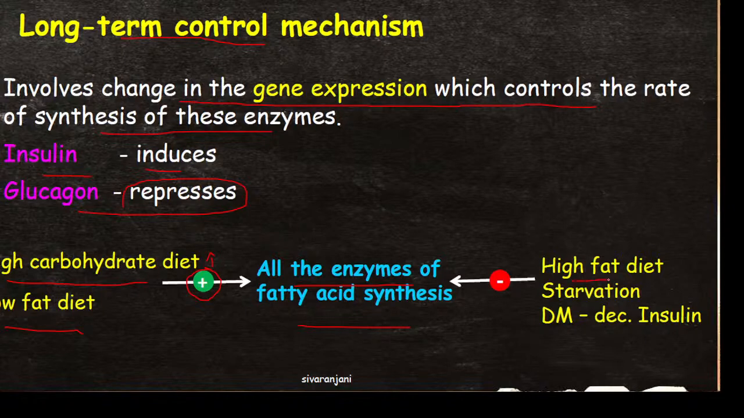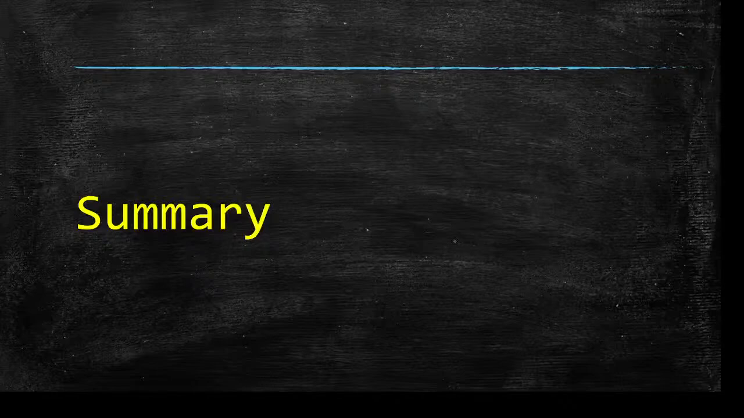With a high fat diet, or during starvation, or where our body fails to utilize insulin, or insulin secretion is very low due to failure of the pancreas, there will be blockage of fatty acid synthesis due to excessive activity of glucagon.